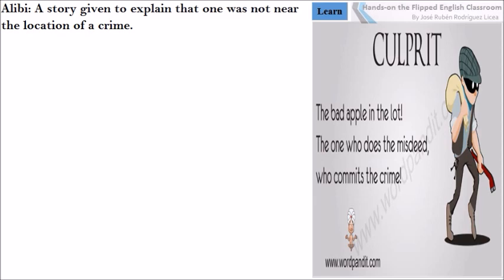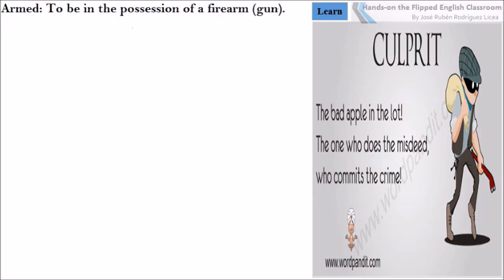Alibi, a story given to explain that one was not near the location of a crime. Armed, to be in the possession of a firearm, gun. Burglar, someone who steals from others, a thief. Car alarm, an alarm on a motor vehicle.